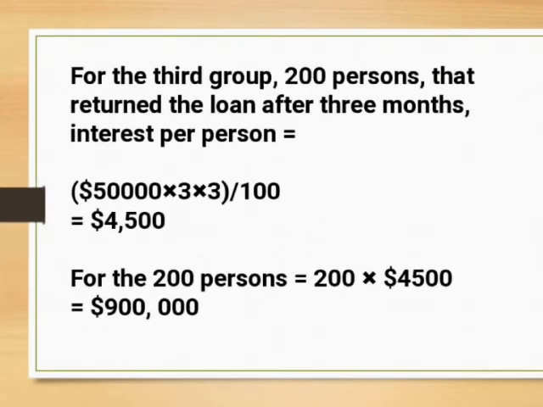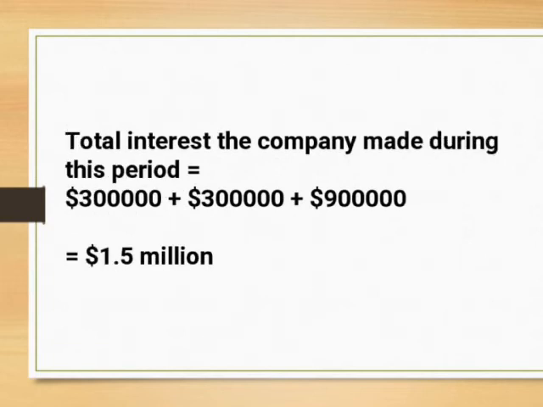For the third group of people that returned their money after 3 months, we have interest per person as $50,000 times 3 all over 100. This will give us $4,500. For the 200 persons, therefore, we have 200 times $4,500. This will give us $900,000. Total interest the company made during this period equal to $300,000 plus $300,000 plus $900,000. This will give us $1.5 million.